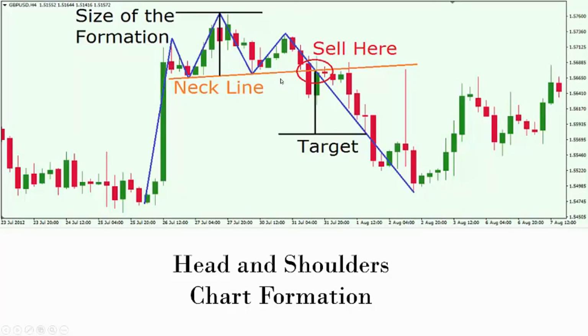In this example, we have the British pound US dollar on the 4-hour chart forming a head and shoulders, with this being the neckline, and normally the measured move or the target is the same distance from the head to the neckline.